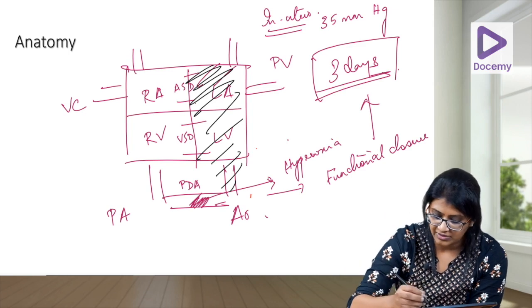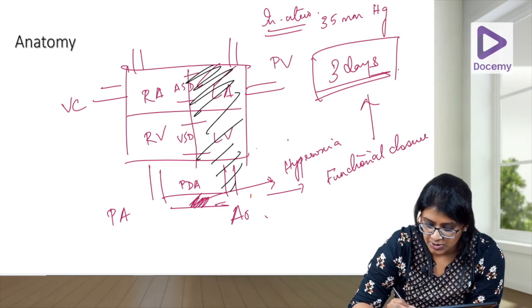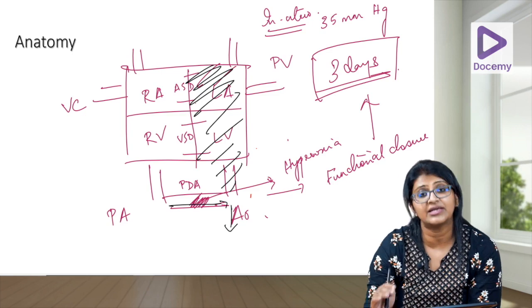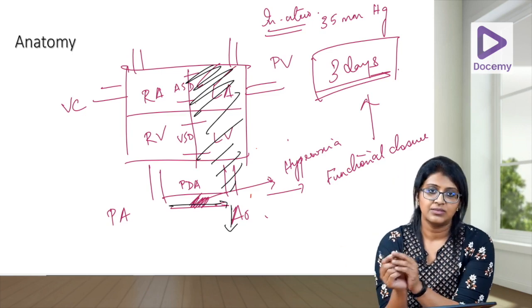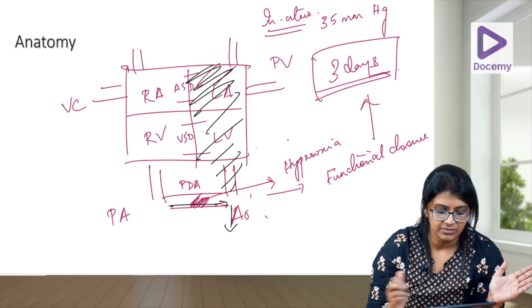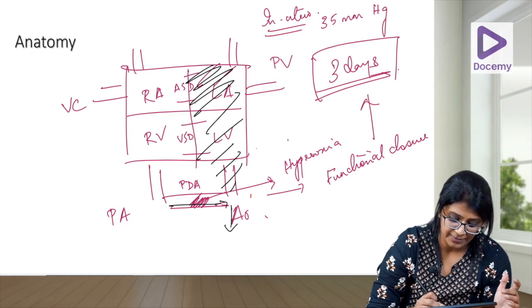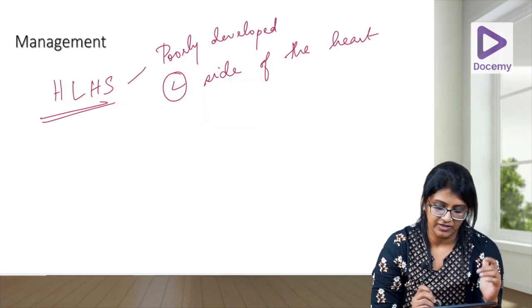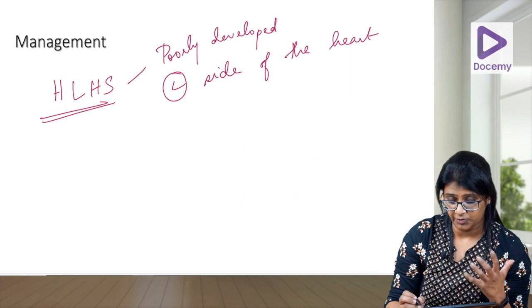So all the blood coming from the right side, what it does is it goes through the PDA into the aorta and it can supply the rest of the body. This is deeply deoxygenated blood. There is no oxygenated blood reaching anywhere, and this particular thing can then cause major problems.